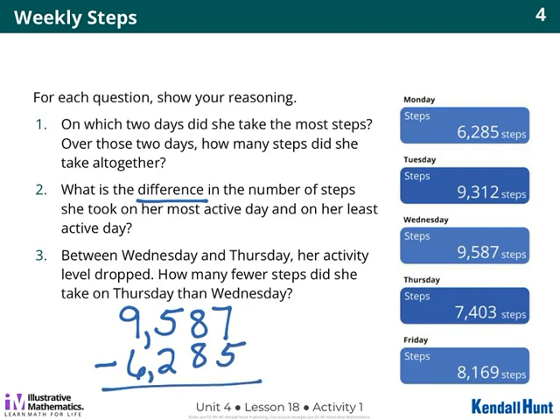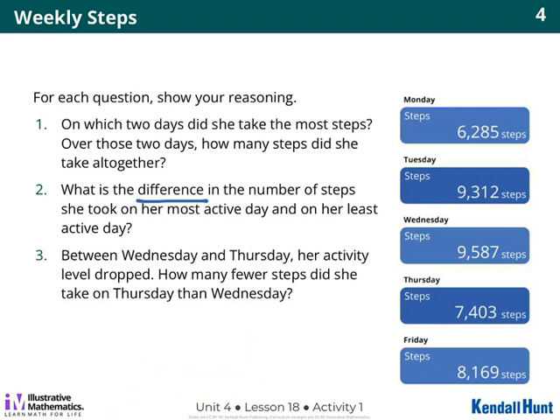Step 1, did you guys line up your digits vertically? Yes. By place value. Okay. Then I want to hear everybody. What is 7 minus 5? 2. Good job. 8 minus 8? 0. 5 minus 2? 3. 9 minus 6? 3. 3,302. Is that what you got? Yes. Pat yourself on the back if you got 3,302. If you didn't, correct your work, right? We learn from our mistakes.